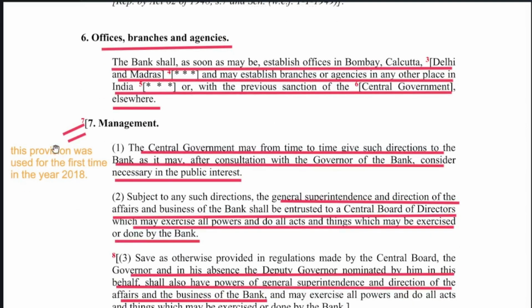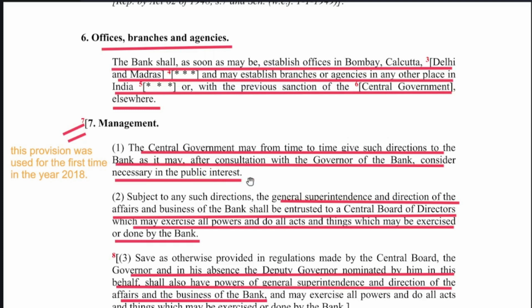Now, section 7. Here is a note that I have made. What would be the relevance of this? As you can see, this provision was used for the first time in the year 2018. But what is this? Subsection 1 of section 7 says that the central government from time to time may give such directions to the bank as it may, after consultation with the governor of the bank, consider necessary in the public interest. Although RBI has its own separate legal existence and functional autonomy to a large extent, the central government can still give directions to the bank, and those directions would pertain to matters of utmost public interest.